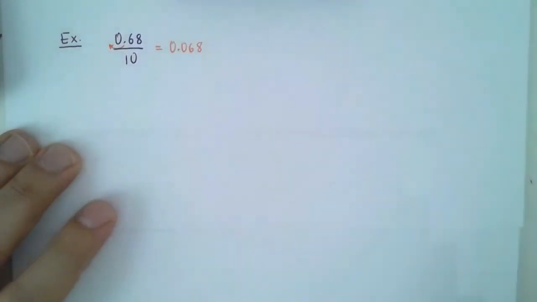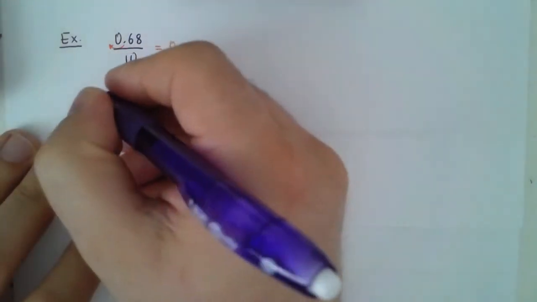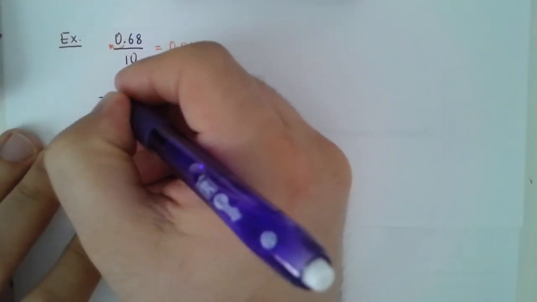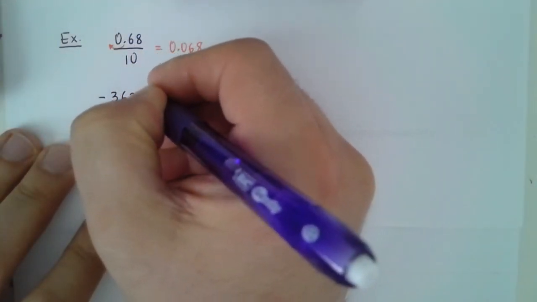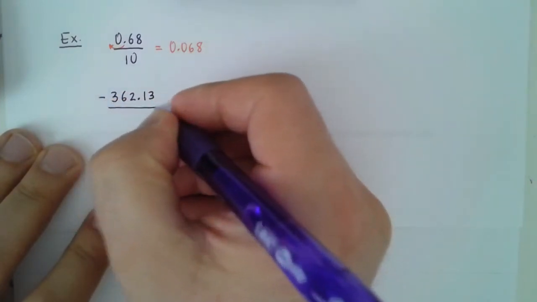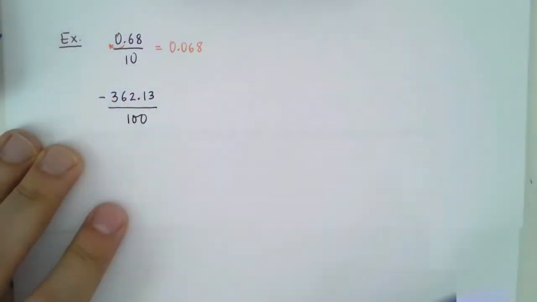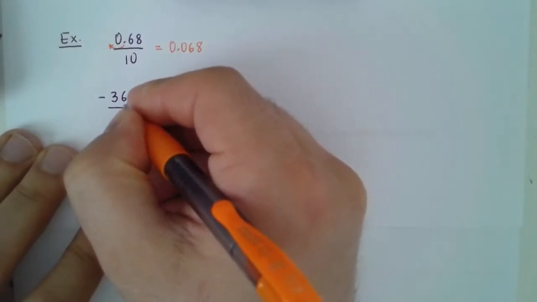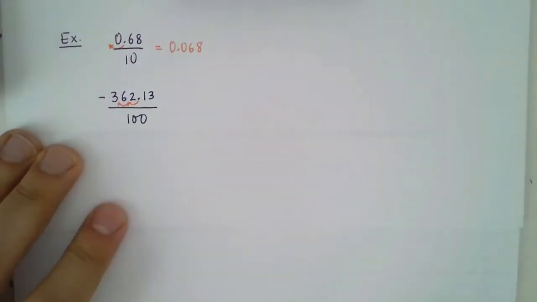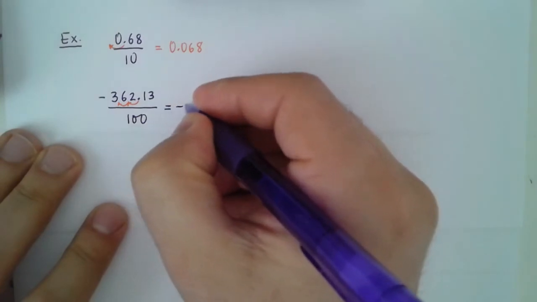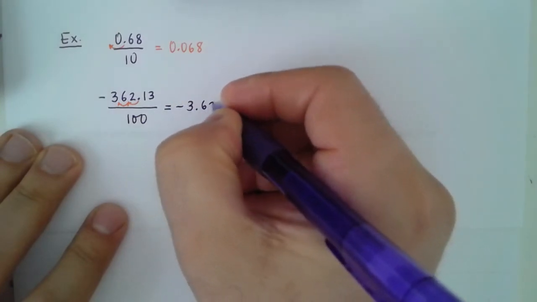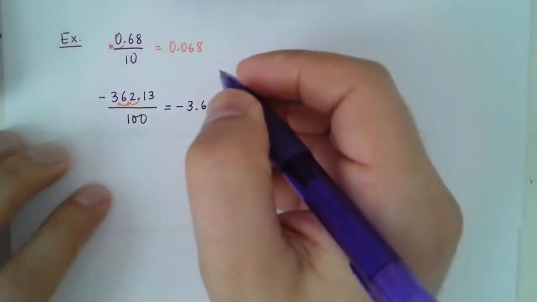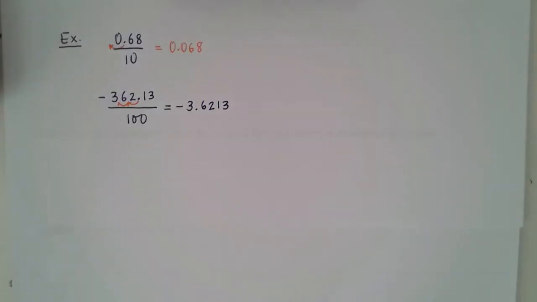0.068. Or for example, let's say you have negative 362.13 divided by 100. In this case, the decimal point moves to the left 2 places. So the answer will be negative 3.6213. This is what we have.